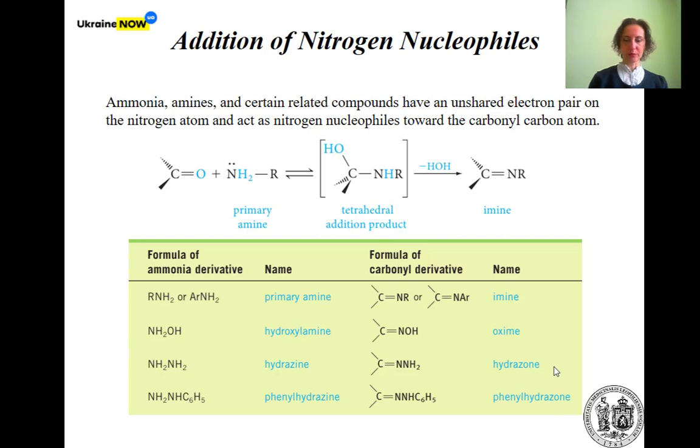This reaction is a convenient method for identification, especially for ketones. For example, the reaction with hydroxylamine can be used because ketones in this reaction give solid products, and these products can be identified by their melting temperature. This gives the possibility to detect which ketone we have.